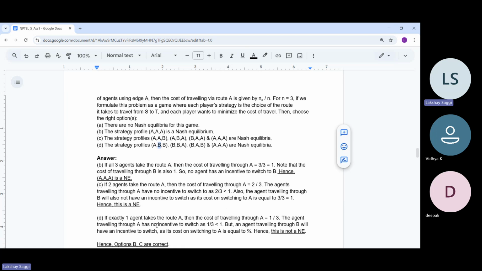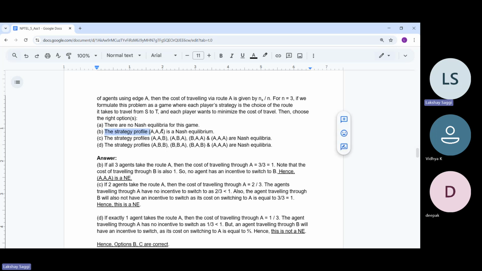So if exactly one agent takes route A, the cost of traveling through A is 1 by 3. The agent traveling through A has no incentive to switch, but an agent traveling through B will have an incentive to switch, as the cost on switching to A is equal to 2 by 3. So this won't be a Nash equilibrium because the agent traveling through B will have an incentive to switch.